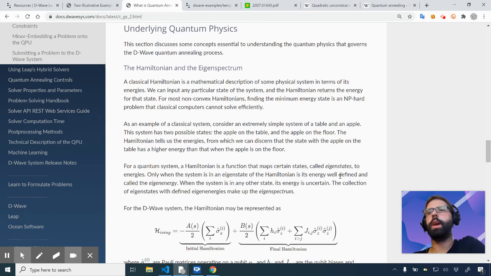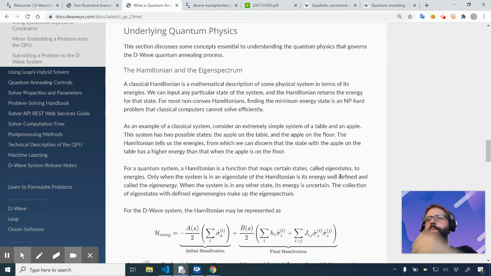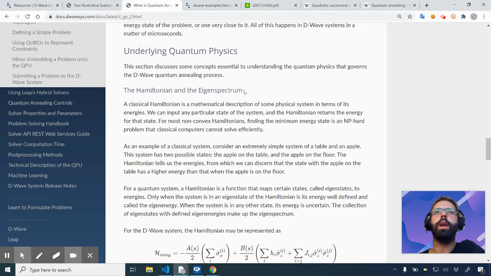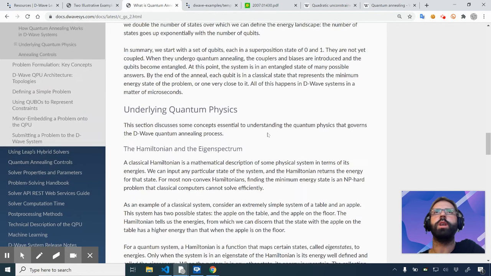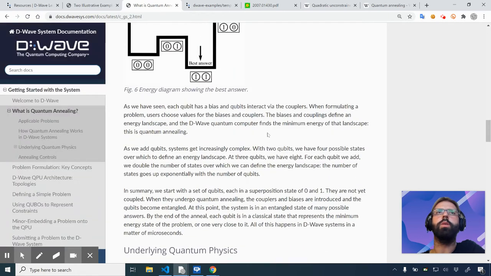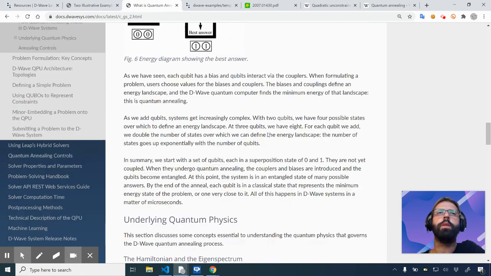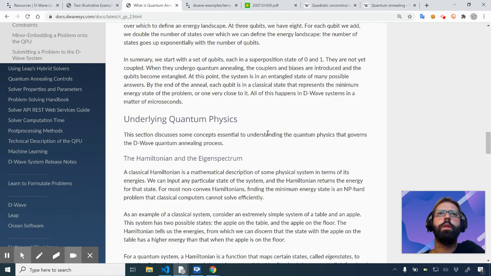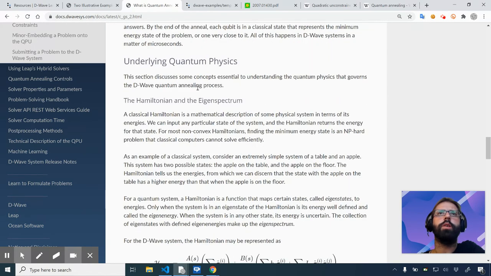Okay, so I understand the concept. I remember, I'm feeling like I just refreshed it from the videos a year ago. Okay, the next section covers some of the physics that go into the D-Wave system.